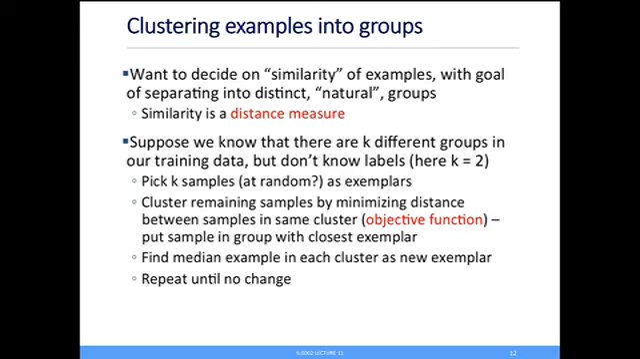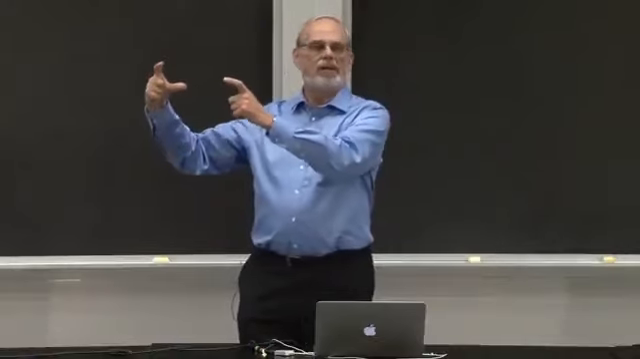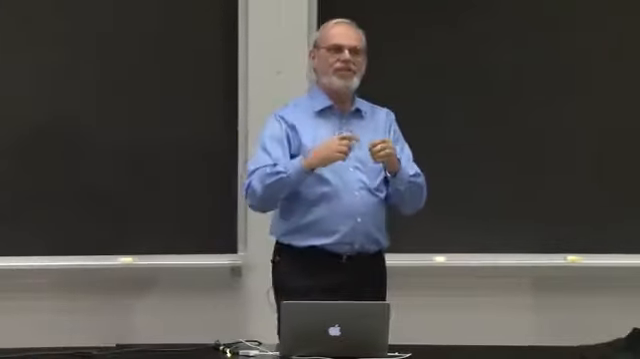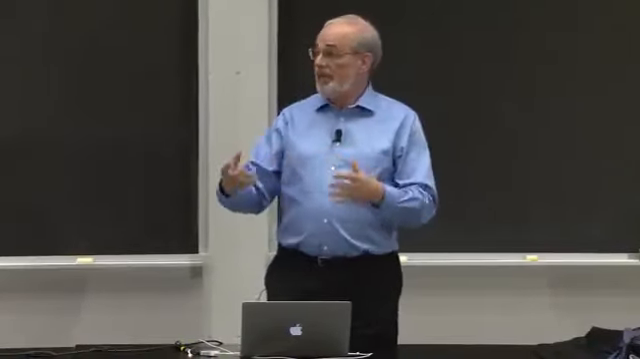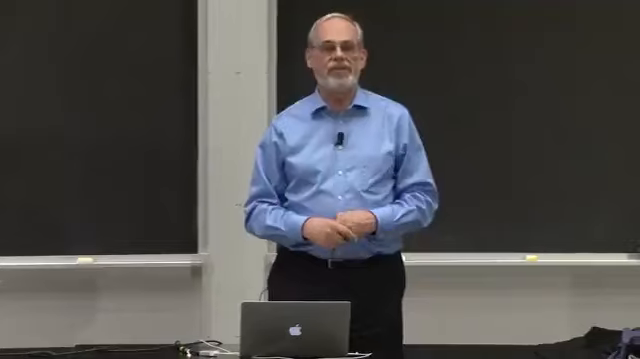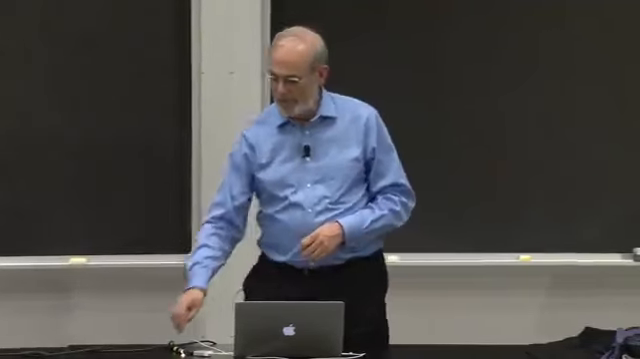And for all the other examples in the training data, I say, which one is it closest to? What I'm going to try and do is create clusters with the property that the distances between all of the examples in that cluster are small. The average distance is small. And see if I can find clusters that get the average distance for both clusters as small as possible.